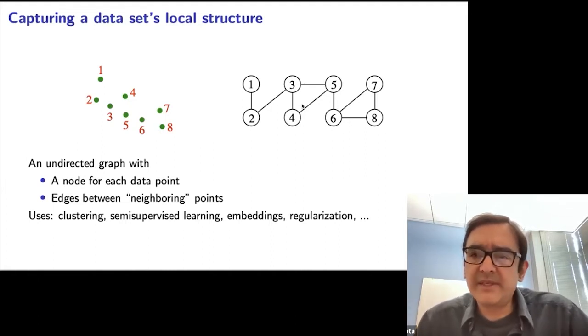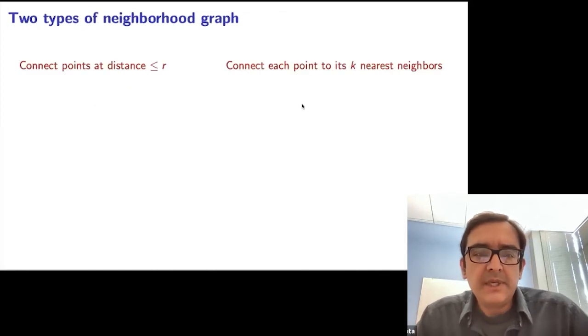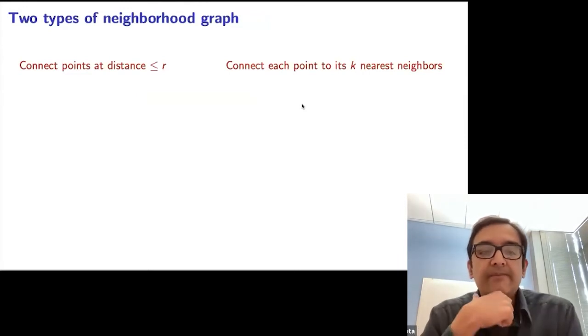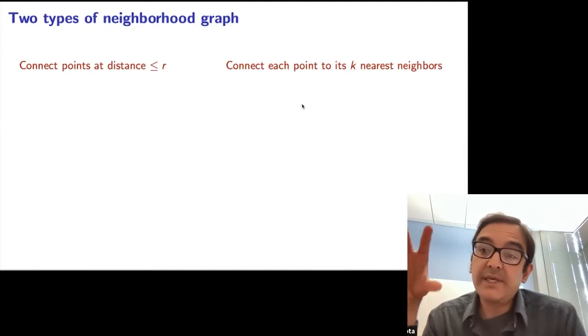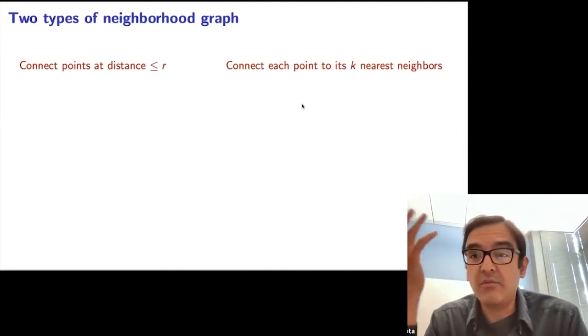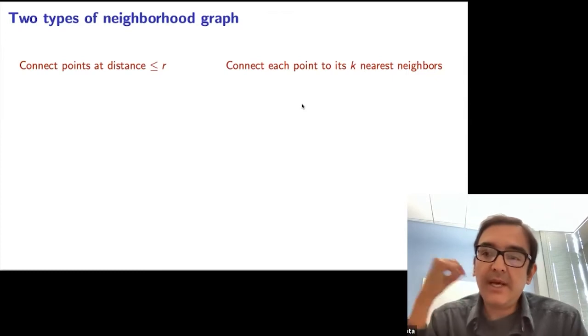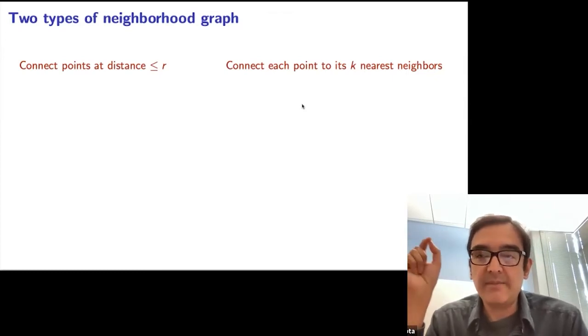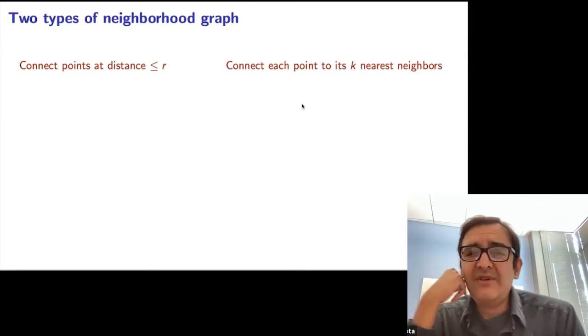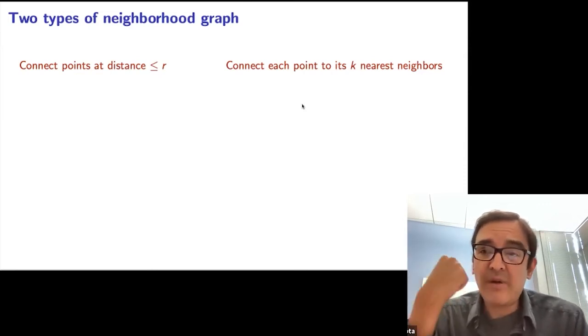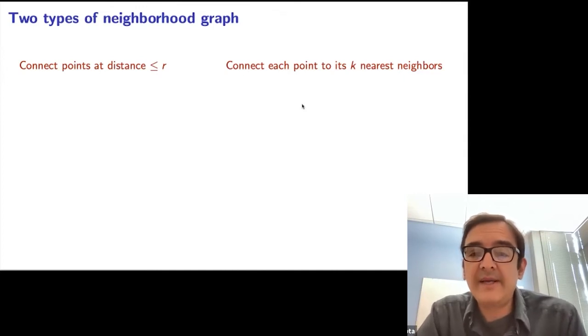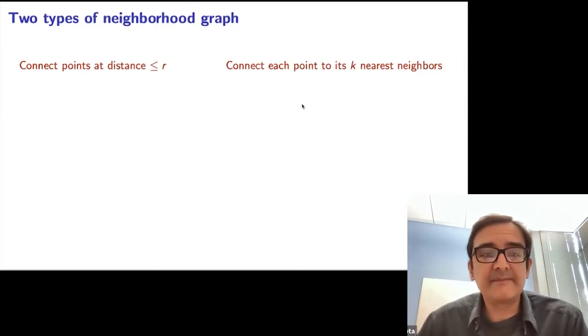So how exactly do we build this graph? It turns out that there are two popular ways of doing it. One way is to connect all points within a certain preset distance, say 0.1 or 1.1, something like that. The other is to connect each point to its k nearest neighbors. The reason there are two popular ways of building graphs rather than just one is that neither of them is really entirely satisfactory. So usually it's a case of picking the lesser of the two evils. So what's wrong with these?